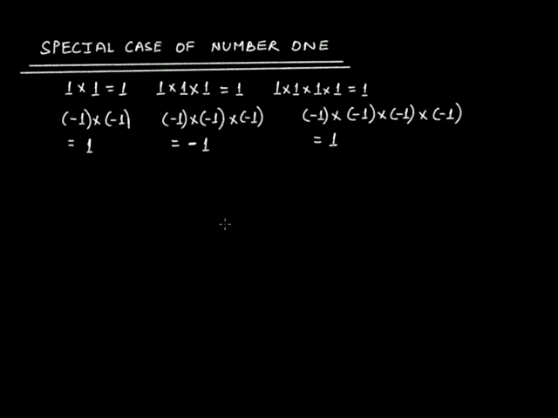So the basic point was two points: if you go on multiplying 1 by 1, it doesn't matter how many times, 1,000 times or lakhs, it will always give 1. And if you have minus 1 an even number of times, then the final result will be only 1. If you have minus 1 an odd number of times, then your final result will be minus 1.